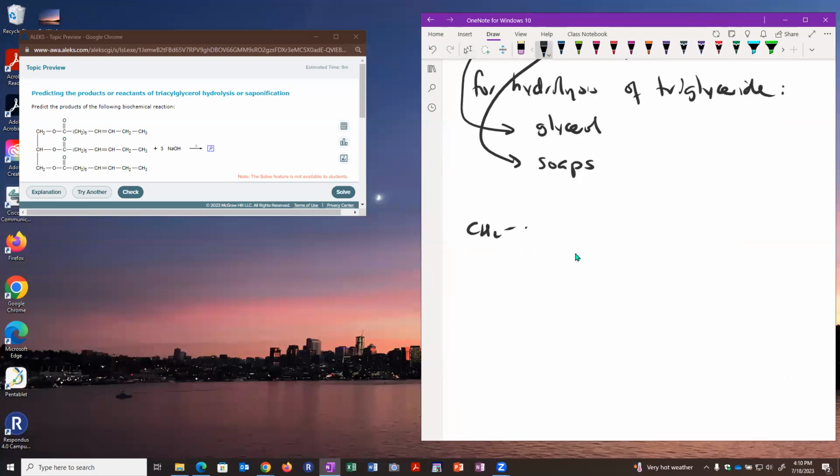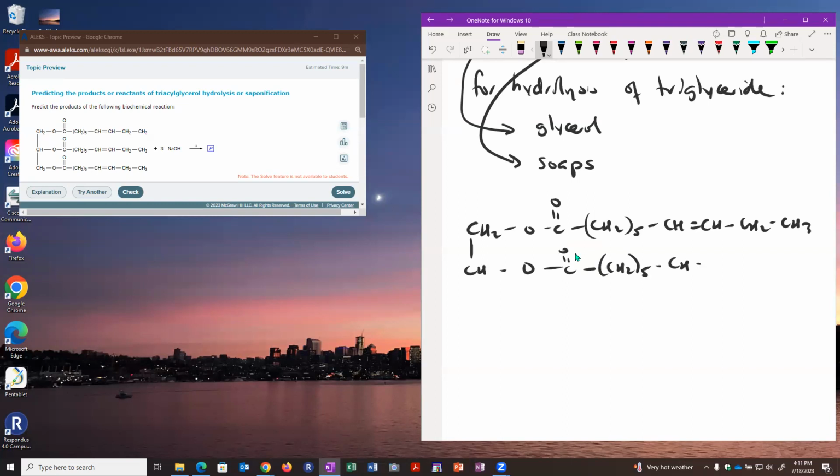So we have a CH2O, C double bond O, and that's connected to a CH2 5 times, CH double bond CH, CH2, CH3, and we have our second carbon, CH connected to the O, C double bond O. We have the same, looks like the same fatty acid here on the right. And then on the third carbon in our glycerol, we have our ester bond again, and that looks to be connected to the same fatty acid also.